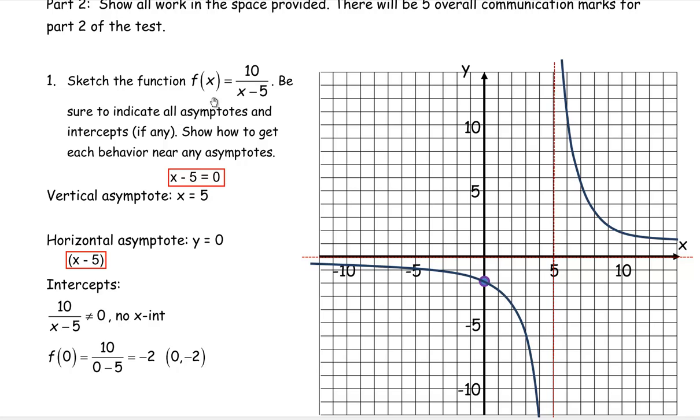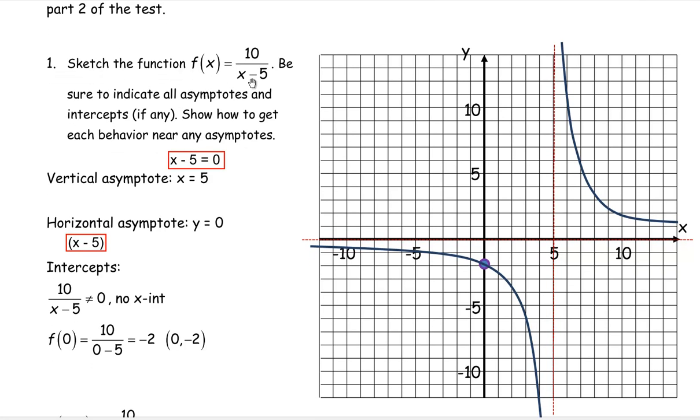So this first one is actually an example of a constant over linear function, because it's 10 over x minus 5 we're graphing. And so you're asked to find the asymptotes and intercepts of any and show how to get the end behavior near those asymptotes.